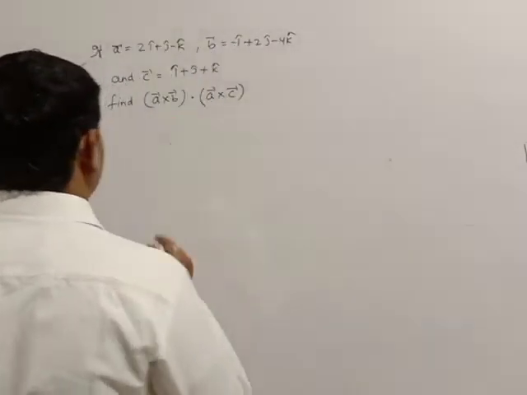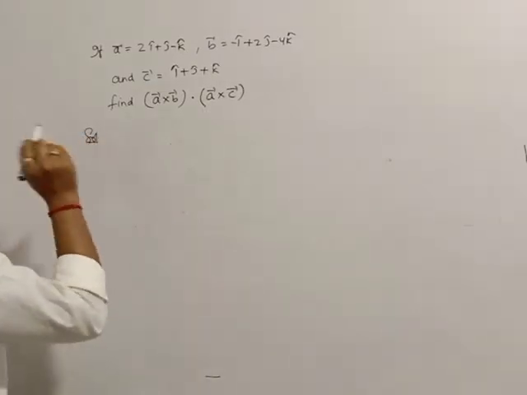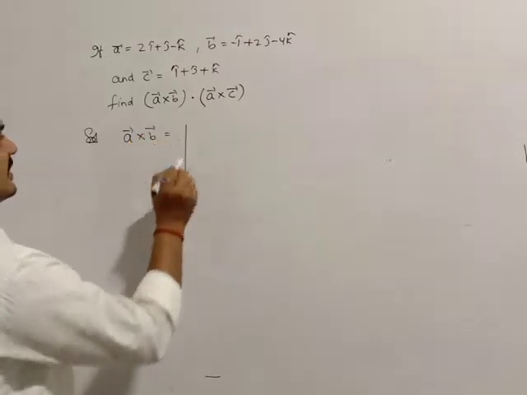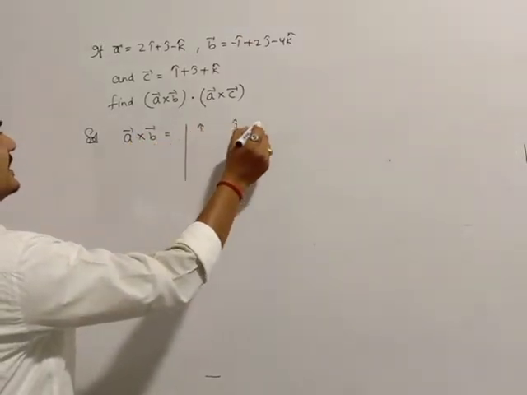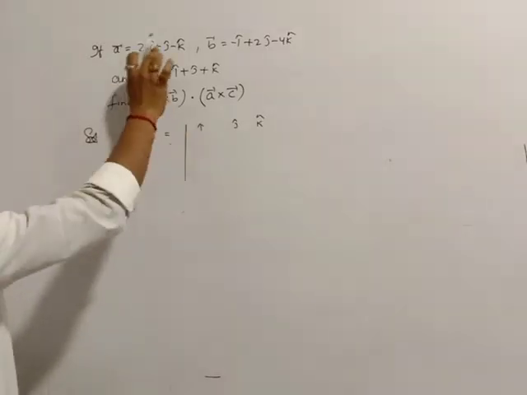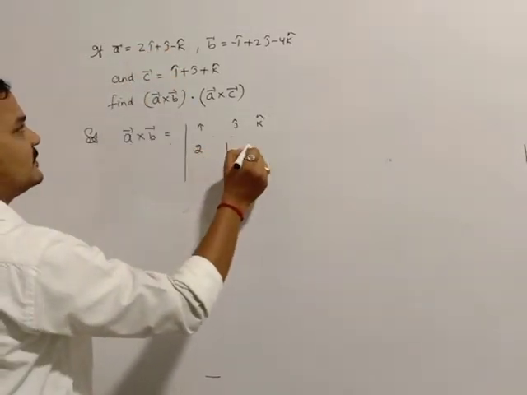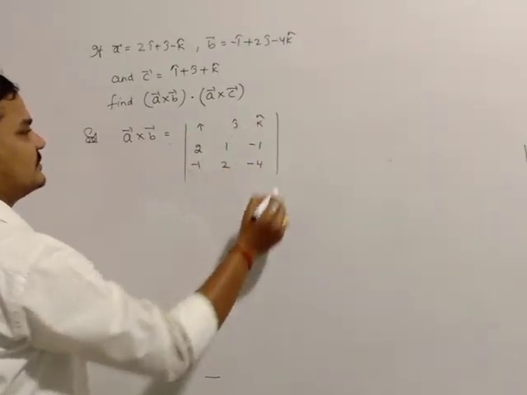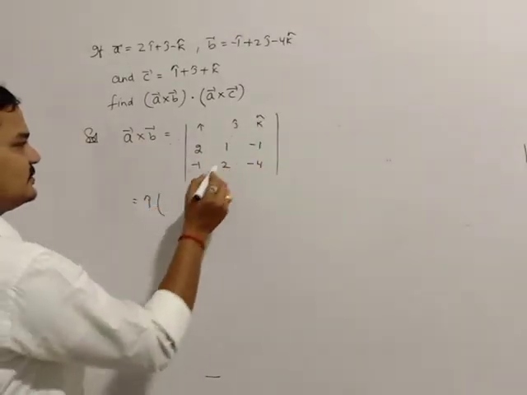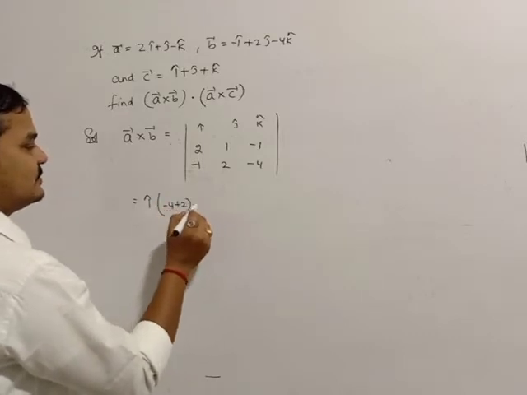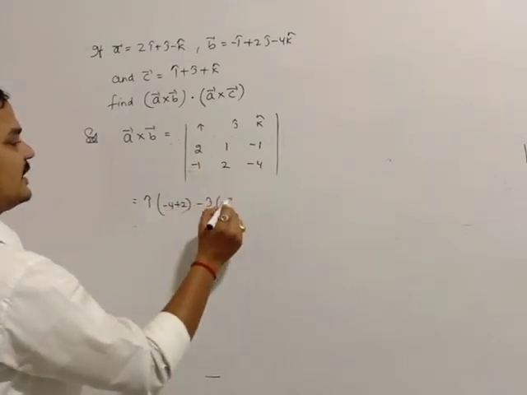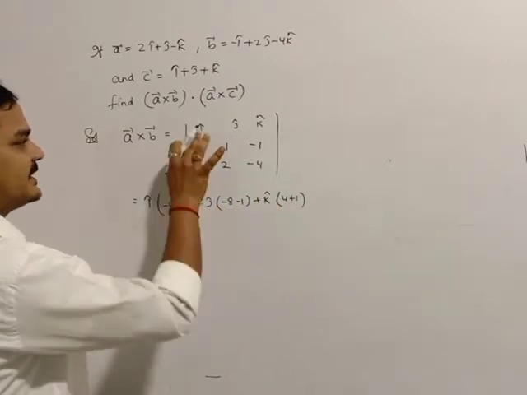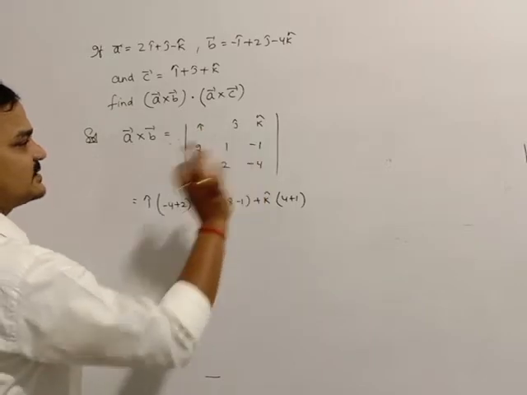For that purpose, first of all, I am going to find A bar cross B bar. What is that? The determinant of i, j, k. A bar means the coefficients 2, 1, minus 1. B bar means minus 1, 2, minus 4. That is equal to i into minus 4 plus 2, minus j into minus 8 minus 1, plus k cap into 4 plus 1.